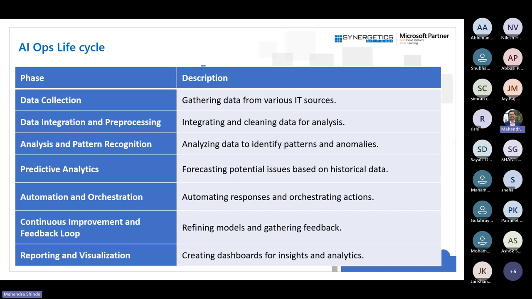Automation and orchestration. Automate the response and orchestrate the actions, whatever actions you have to perform. Orchestrating actions means, for example, scaling up, scaling down, terminating server instances, and so on. Continuous improvement and feedback. Many a time it might happen that your application is actually facing performance issues, not because of the application itself, but the main culprit might be the database.